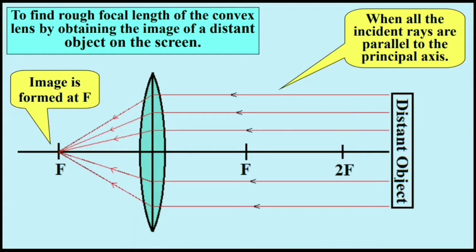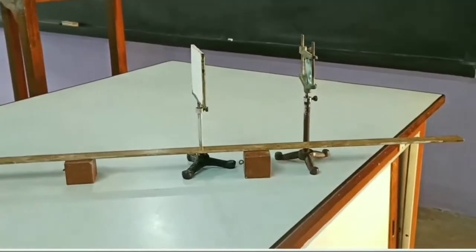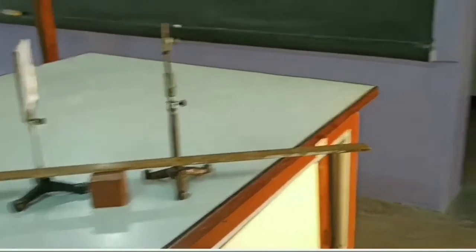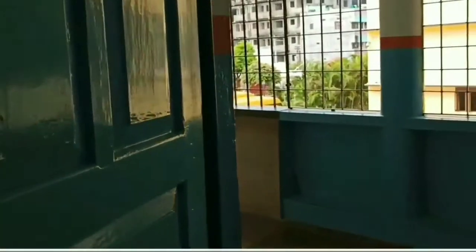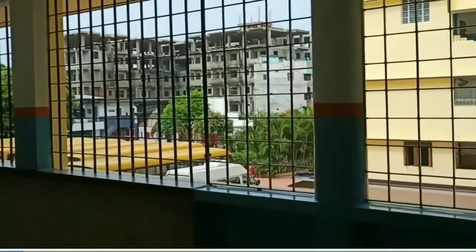Here is the ray diagram for determining rough focal length of a convex lens by obtaining the image of a distant object on the screen. Let's observe a video clip. This video clip determines the rough focal length of a convex lens by obtaining the image of a distant object on the screen.